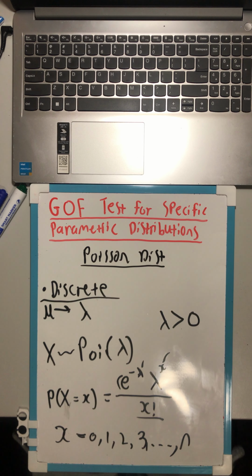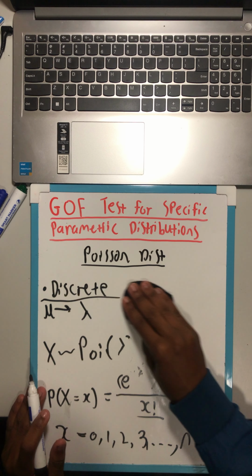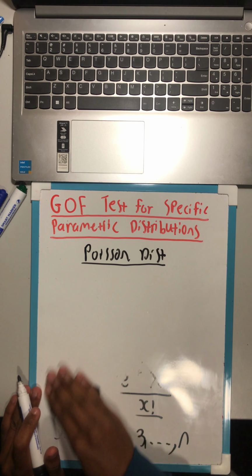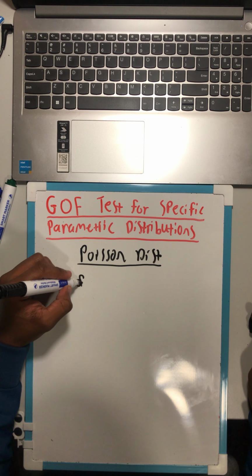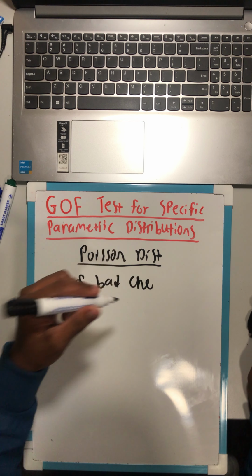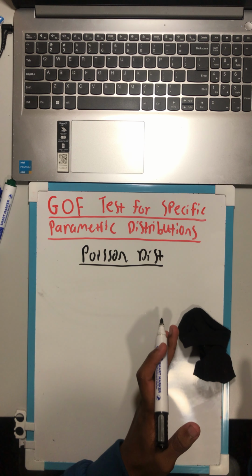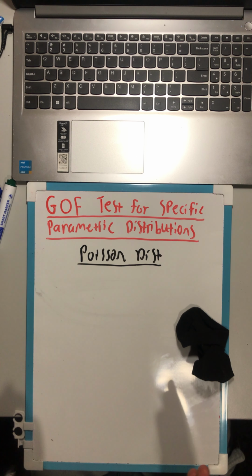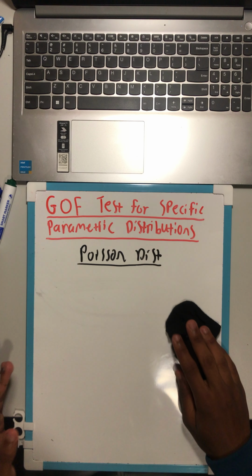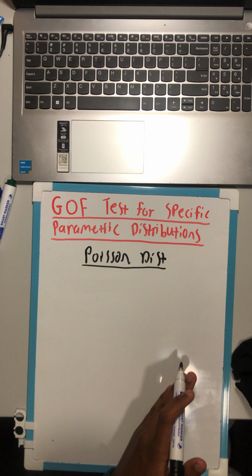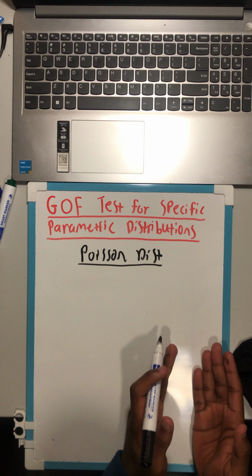For examples of a Poisson distribution, it can be the number of bad checks presented for daily payments at a bank. The number of bad checks is on average, and then it is daily. I can say the number of road accidents per month. So the number of road accidents is my average, and then it is per month.